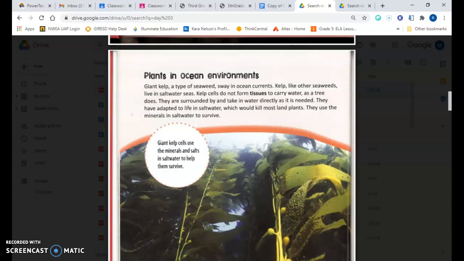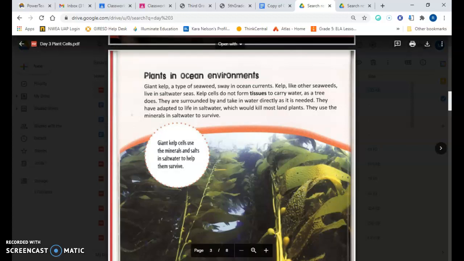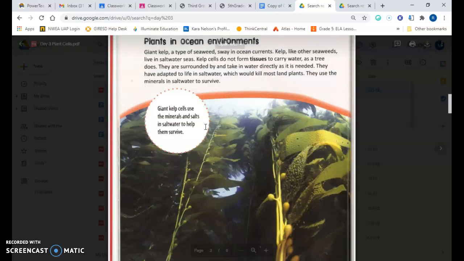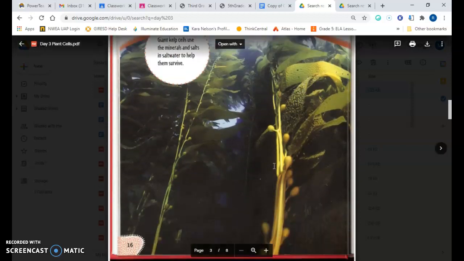They have adapted to life in salt water, which would kill most land plants. They use the minerals in salt water to survive. So kelp is very different from our ordinary plant, isn't it? It's taking in water a little bit differently, and it's using salt water that most plants wouldn't like. So it says giant kelp cells use the minerals and salts in salt water to help them survive.